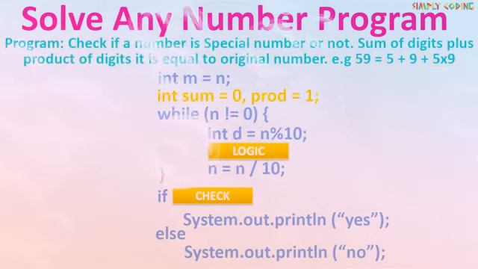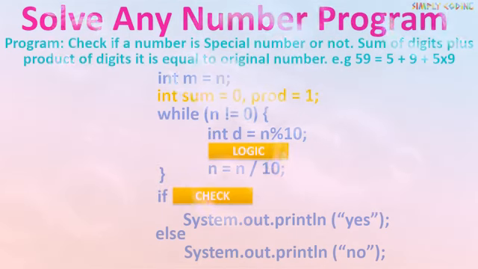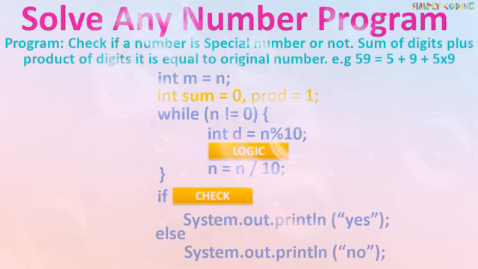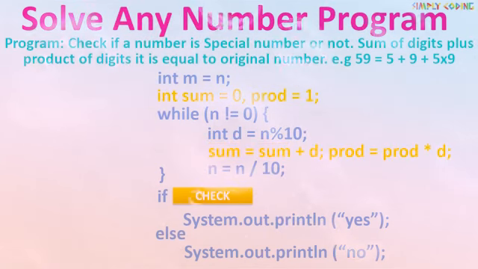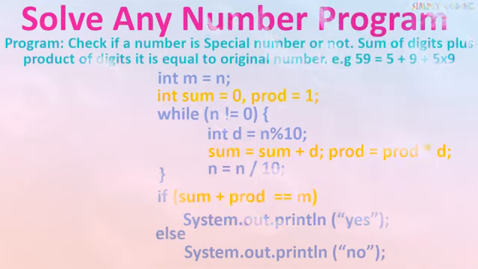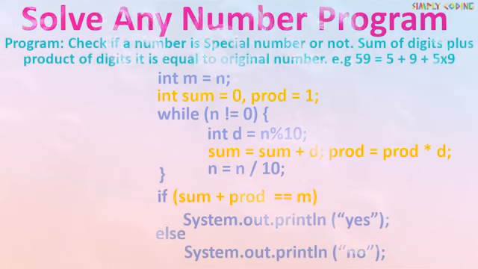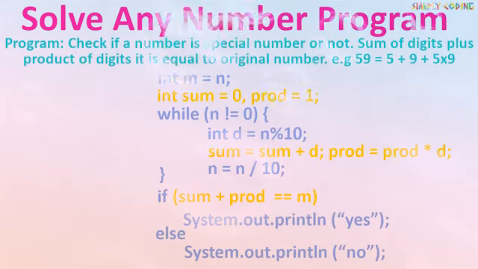In initialization, we will initialize the two numbers, sum equal to 0 and product equal to 1. Now in logic, we have to calculate sum of digits and product of digits, so we will do that. Now in check, you have to find the sum of sum plus product and compare it with the original number.